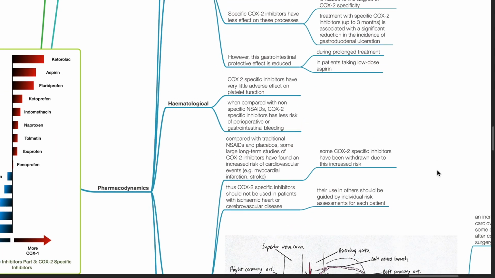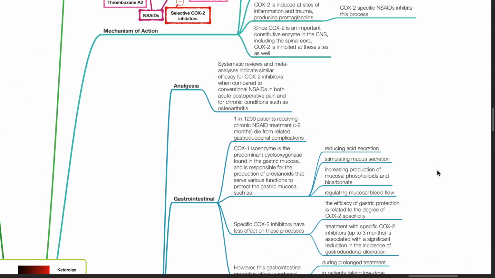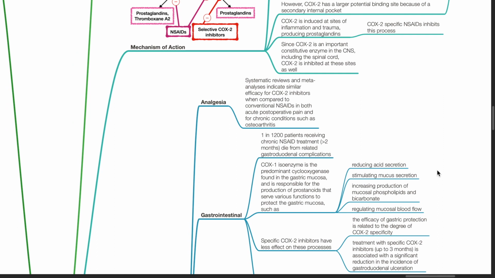Pharmacodynamics of COX-2 inhibitors. Analgesia. Systematic reviews and meta-analyses indicate similar efficacy for COX-2 inhibitors when compared to conventional NSAIDs in both acute post-operative pain and chronic conditions such as osteoarthritis.